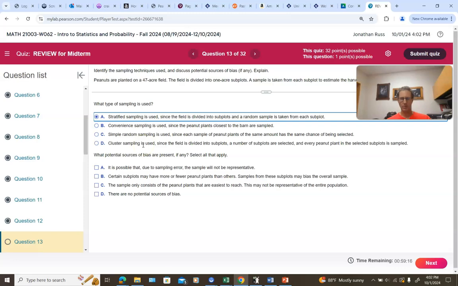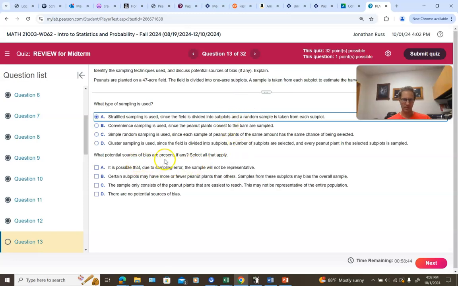But typically with cluster sampling, whichever cluster you pick, everything is sampled in that particular cluster. Yeah, so see, a number of subplots are selected in every peanut plant, and the selected subplots is sampled. So that's not the case in this one.